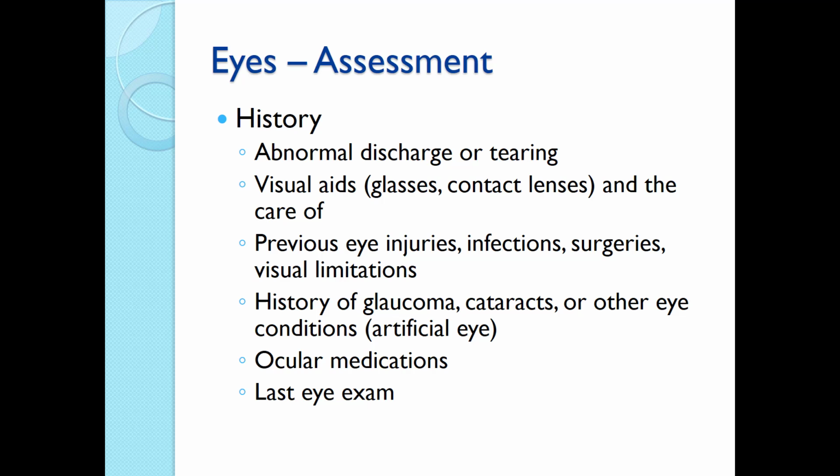We first need to get a little bit of a history on the patient, see if they have any disorders or any conditions to be aware of with the eyes. Do they have any chronic abnormal discharge or tearing with the eyes? Do they use any visual aids, glasses or contacts? Do they have any eye conditions, glaucoma, macular degeneration, cataracts? Maybe they have an artificial eye in place. Are they being treated for any eye injuries, or have they had any previous eye injuries or surgeries of the eye? Do they take any ocular medications, and when was their last eye exam?